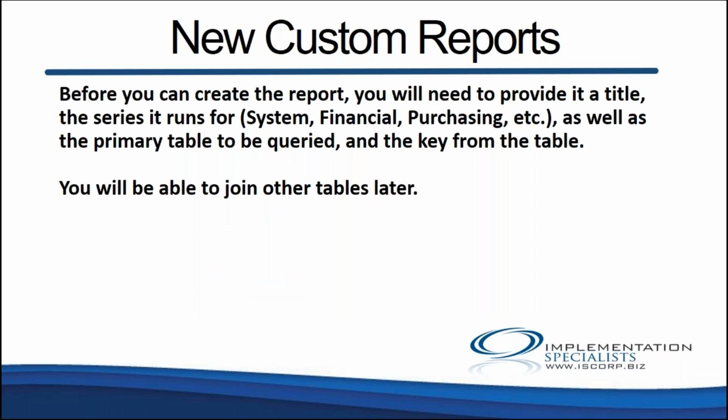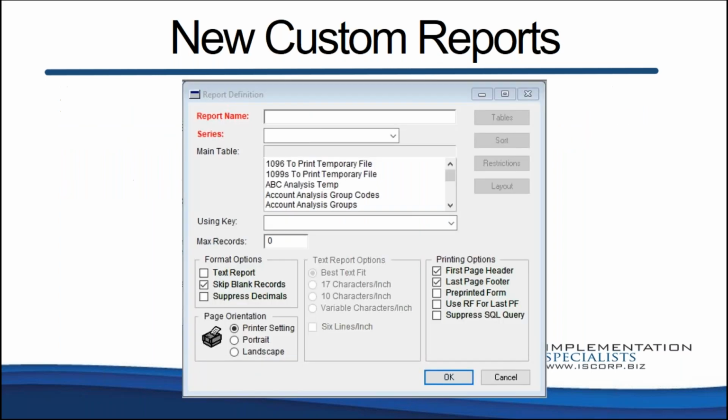Before you can create your new report, you will need to provide it a title, and the series that it's going to run for. Like you said, my series said all. So if you want to help narrow that down, you can select the series and the primary table to be queried and the key from that table. Again, you can just do a lot of the primaries. Usually the best place to start is if anything has a master in the title, that's usually a good place to build from, because most will in one way or another link back to that table. And then there's what that looks like there.